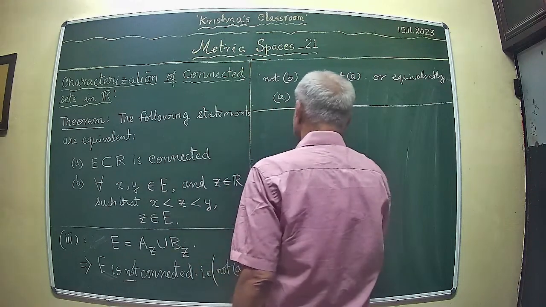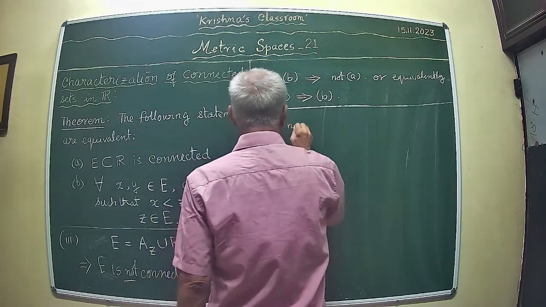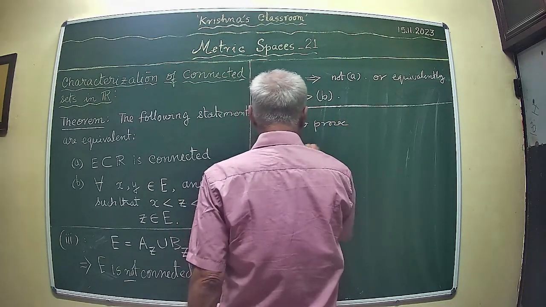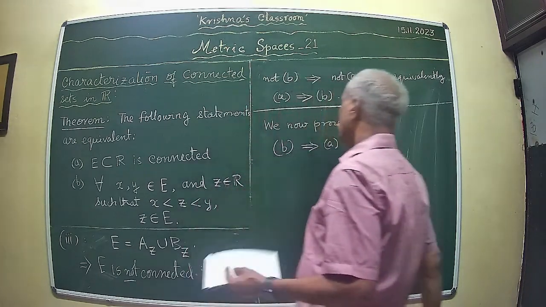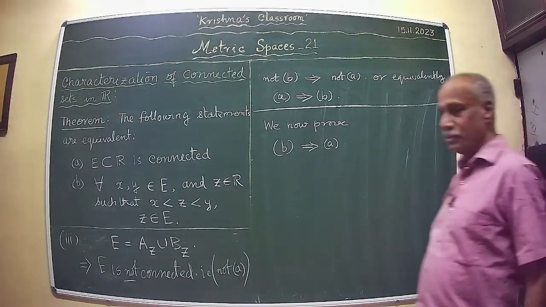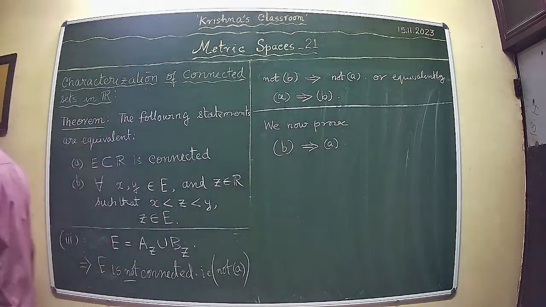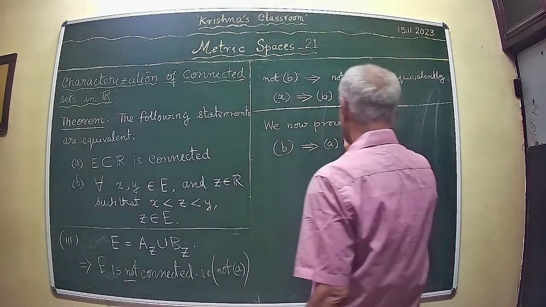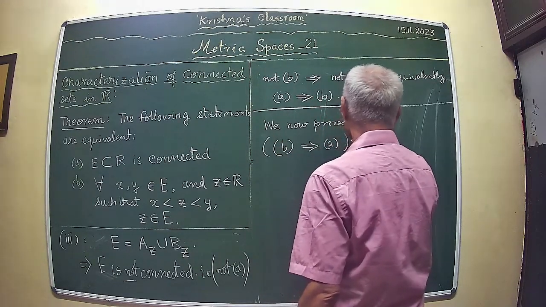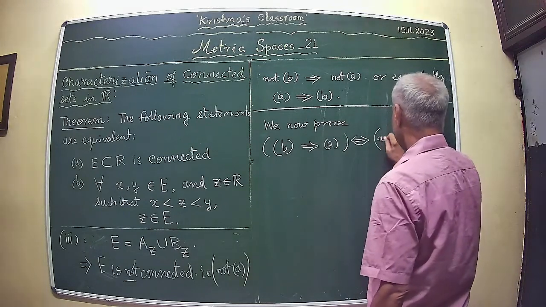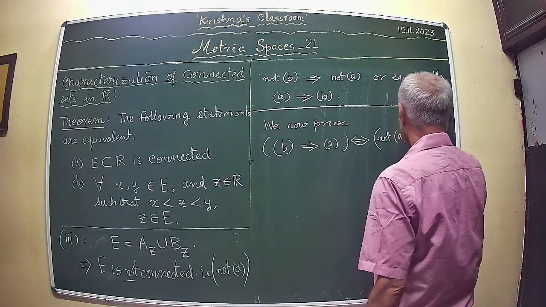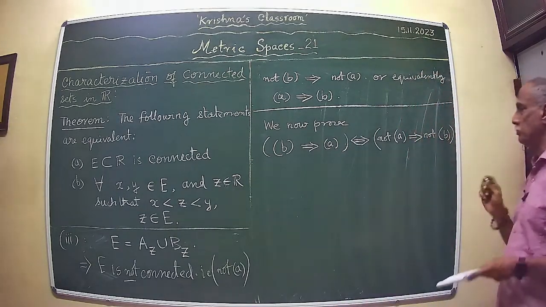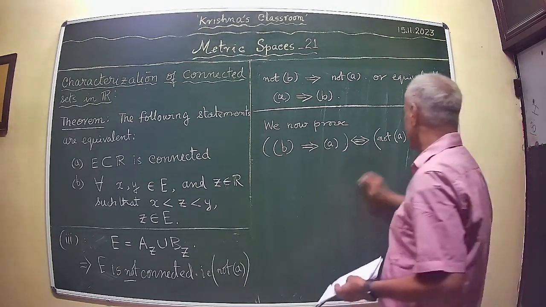So the next statement is now to prove B implies A, and once again we resort to the same art of doing it. What is it? Go to the negations of this statement, and this you know is equivalent to not A implies not B. Okay. So we attempt proving this.